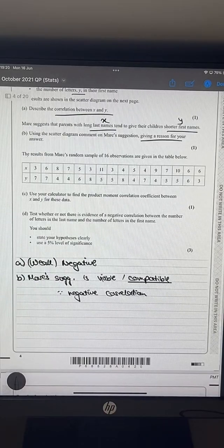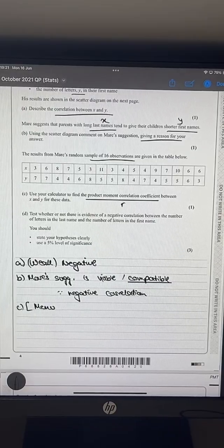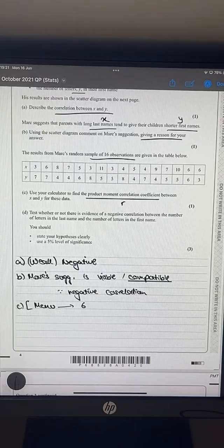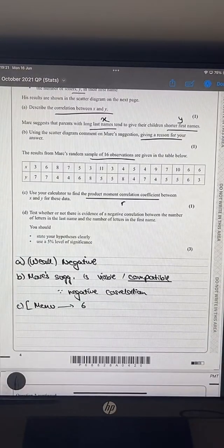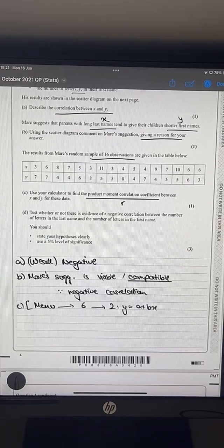Next part. The results from Mark's random sample of 16 observations are here. Use your calculator to find the PMCC between X and Y. So this you're finding R. I'm going to tell you exactly how to do this. In your calculator, go into menu, and then go onto the statistics mode, which is 6 on this calc. Then go onto number 2, which is y equals a plus bx, because you've got 2 different variables, y and x. And then you can just input your values.